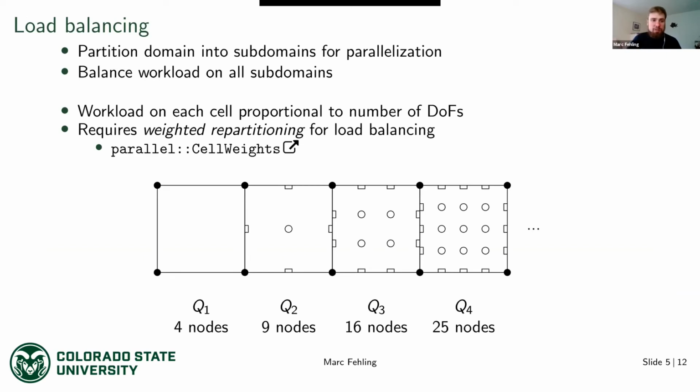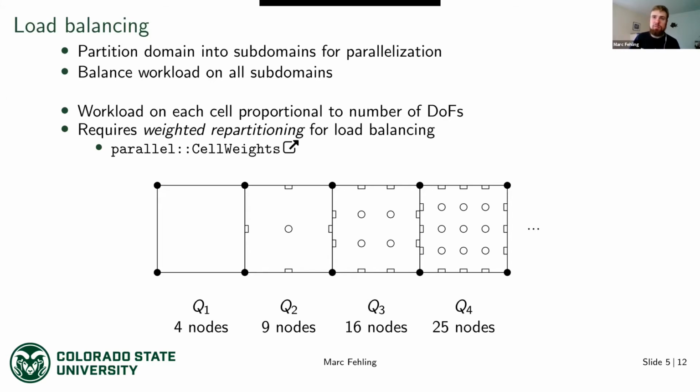One of the things you need to consider is load balancing. In the deal.II approach of parallelization, we partition our domain into smaller subdomains, and each subdomain will be assigned to a certain MPI rank, for example. To do that efficiently, you need to balance the workload across all of the subdomains. Typically, on each cell, the workload is proportional to the number of degrees of freedom assigned to it. And that's the tricky part in hp adaptation.